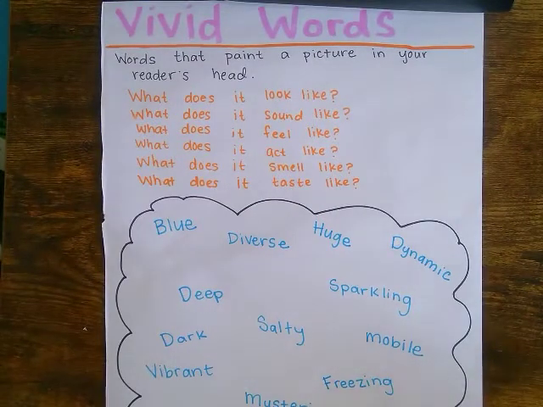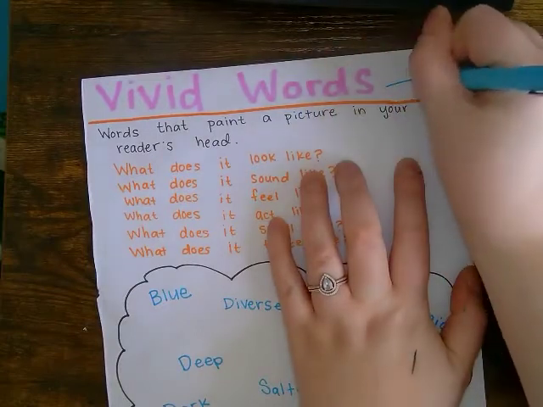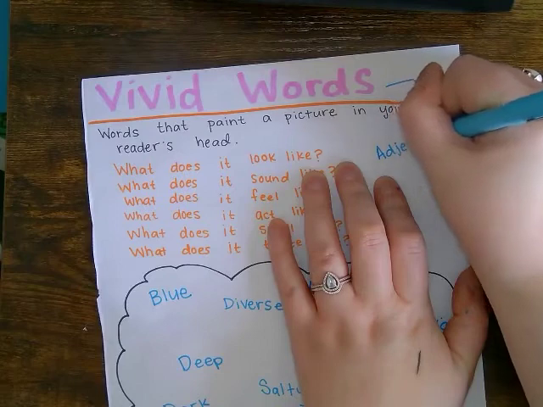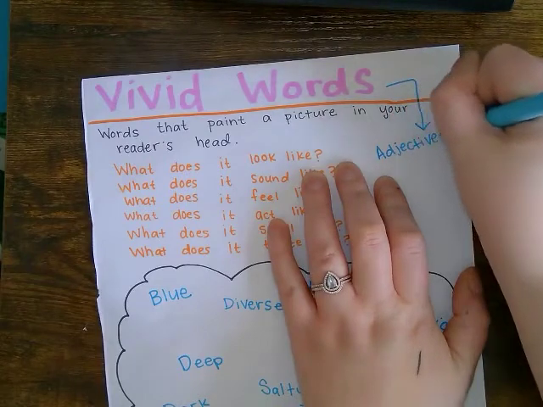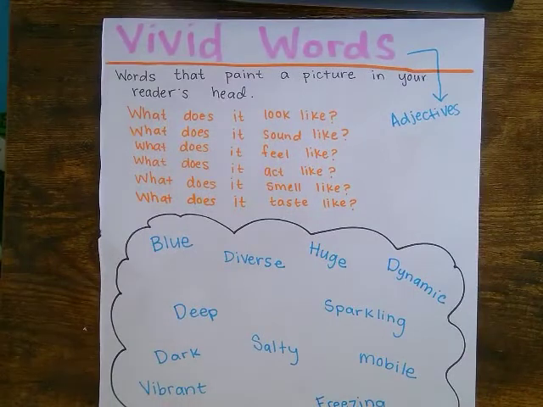Another thing we sometimes call vivid words is adjectives. So I'm going to write that here. I'm going to write adjectives. Those are describing words. When you include lots and lots of adjectives in your writing, it makes it much more interesting for your reader, and it helps make it kind of real for them.